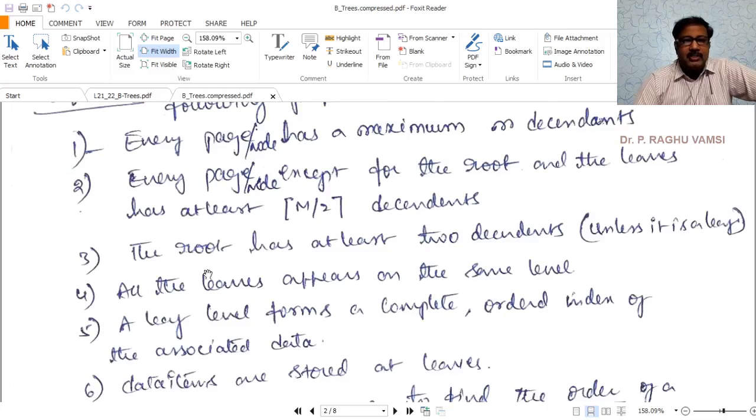The root has at least 2 descendants. So any root must have at least 2 descendants, unless it is a leaf. The root must have at least 2 descendants.